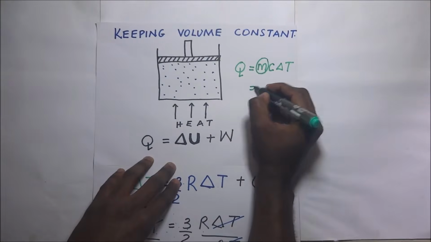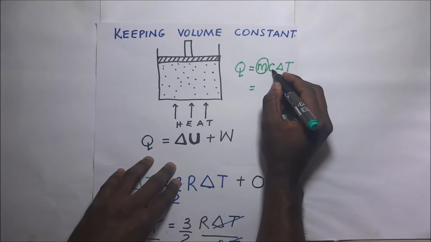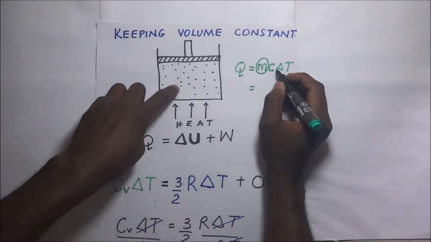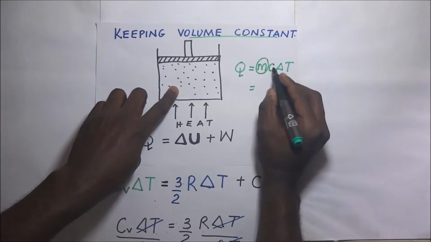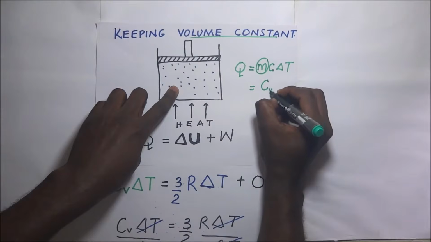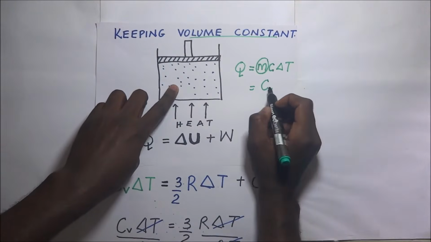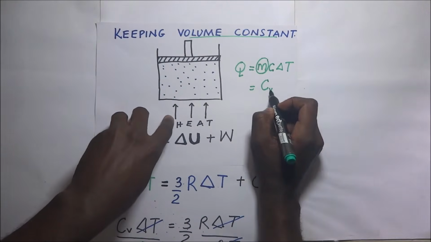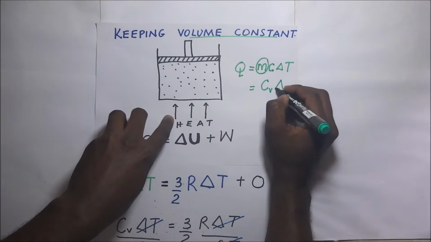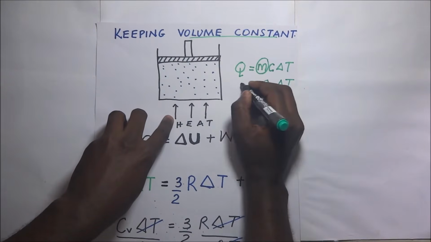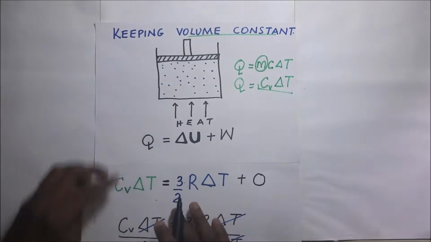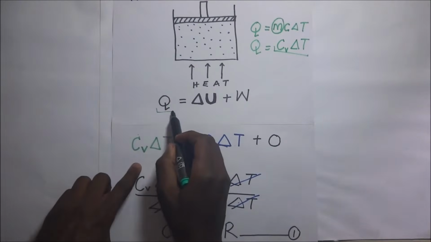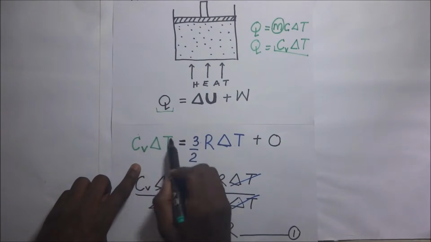So this is going to become 1 mole times C. Now, since this is happening at constant volume, our specific heat capacity here will be CV, the specific heat capacity at constant volume, or principal molar heat capacity at constant volume, multiplied by the change in temperature. This is going to be equal to Q. So this value of Q is what we replaced this Q with. That's how that comes to that.